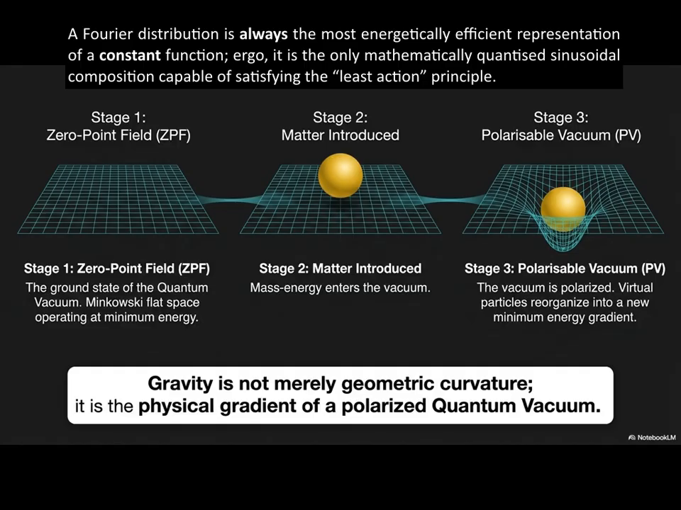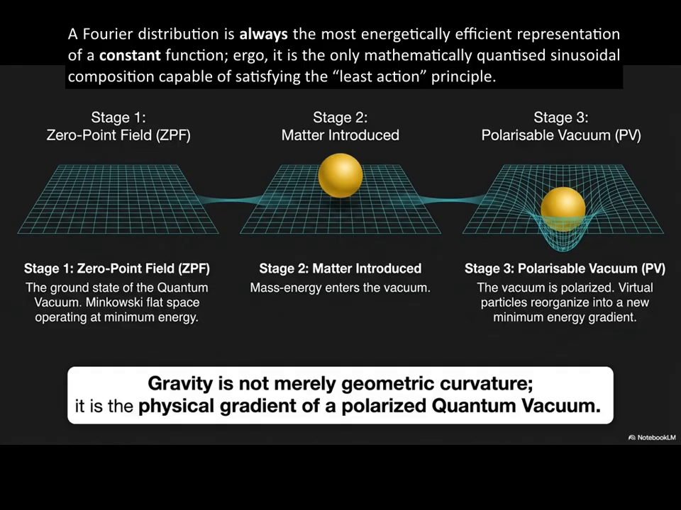The only kind of spectrum it can organise itself into has a Fourier distribution. Any other form of mathematically quantized sinusoidal composition would represent an elevated energy state. That is, it would not represent the ground state of the quantum vacuum and therefore would not satisfy the action principle. This minimization of action enforces an equilibrium condition.